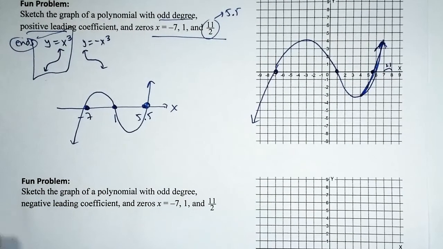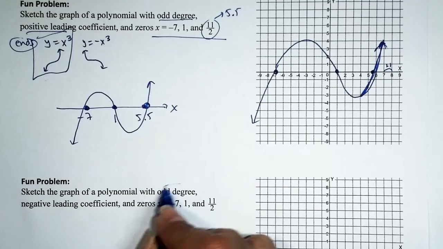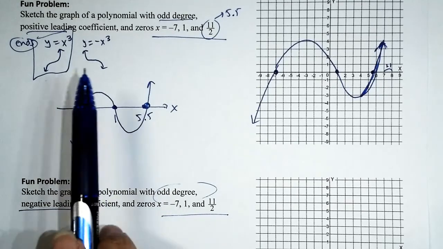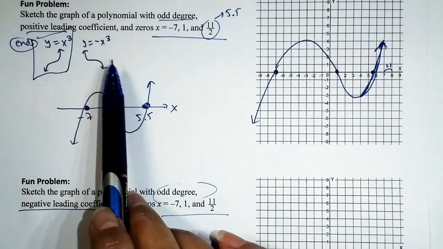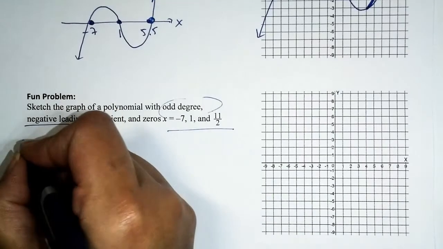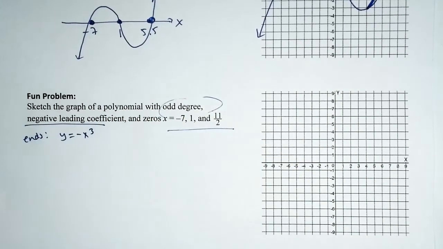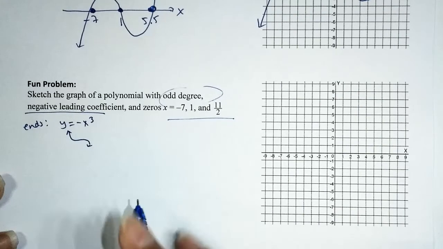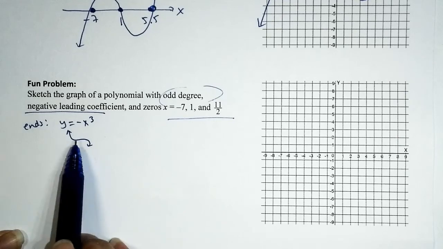Cool. All right, let's go ahead and wrap this up with our fourth and final case scenario. It says sketch the graph of a polynomial with odd degree, negative leading coefficient, and the same zeros. So again, we changed the earlier problem. If we have an odd degree and negative leading coefficient, the ends are going to behave like the graph of y equals -x cubed. So the left and right hand behavior, as we pull to the right, the graph should point down. As we pull to the left, the graph should point up.